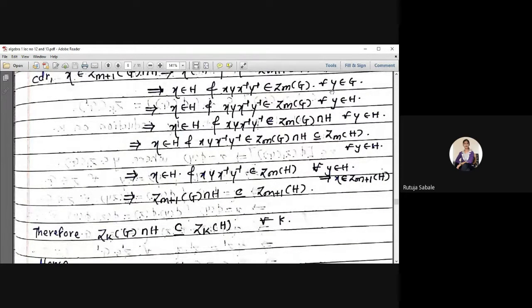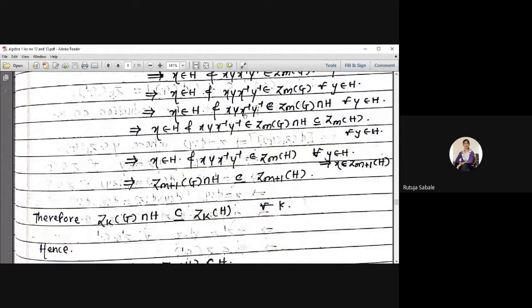Since this holds for all y belongs to G, it is also true for all y belongs to H, because H is the subgroup of G. It implies that x belongs to H and x inverse y inverse belongs to Zm of G intersection H. Why do we take an intersection? In the previous step only Zm of G is there, but here Zm of G intersection H is taken.